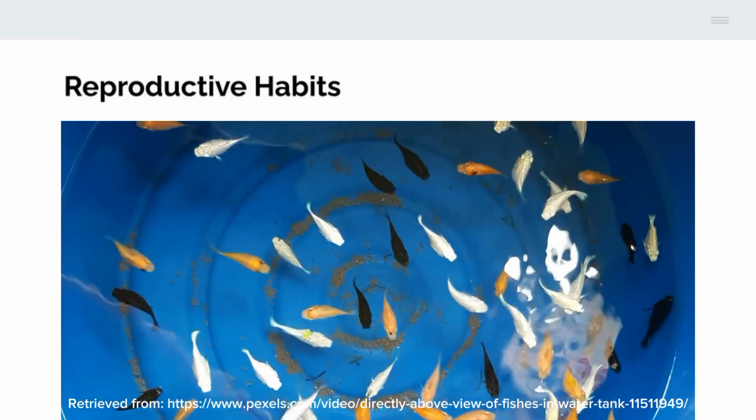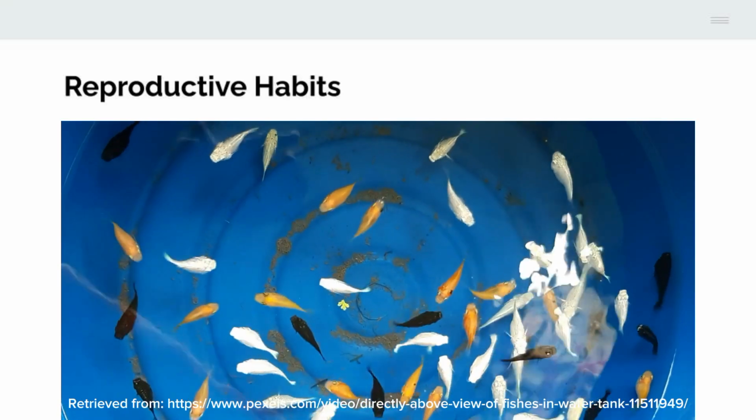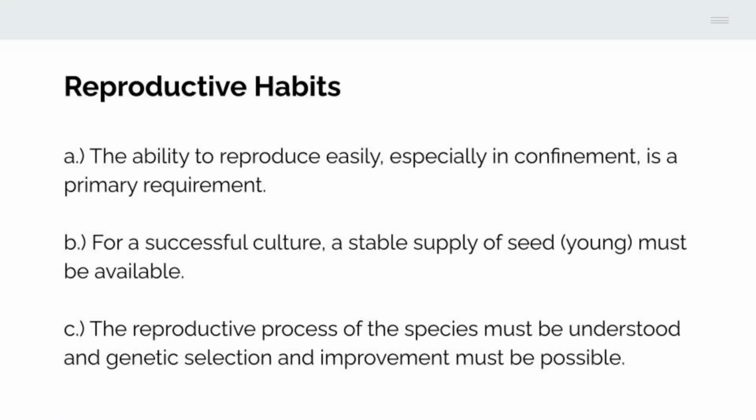Let's discuss the important aspects of reproductive habits in aquaculture species. First, the ability to reproduce easily, especially in confinement, is a primary requirement. Species that can reproduce in controlled environments such as hatcheries or ponds are preferred since they provide a reliable stock without relying on wild populations. Next, for a successful culture, a stable supply of seed or young must be available. Consistent availability of high-quality juveniles is essential for maintaining a steady production cycle and avoiding gaps in stocking.